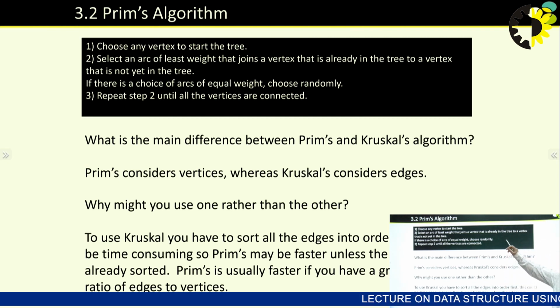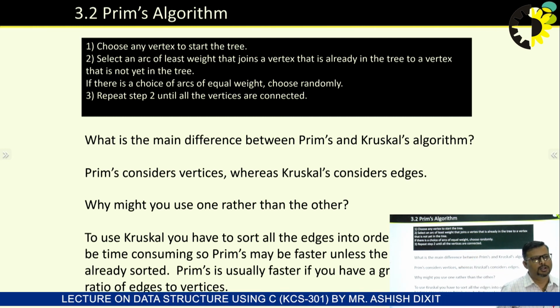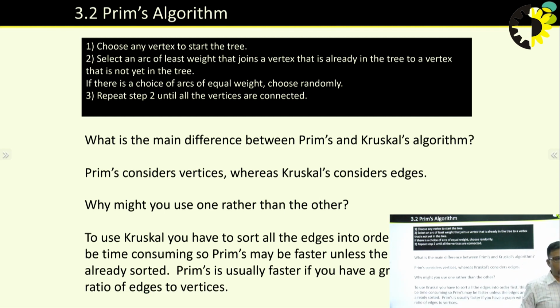And this is the algorithm. It's only a three line algorithm. Choose any vertex to start the tree. Select an arc of least weight that joins a vertex that is already in the tree to a vertex that is not yet in the tree. If there is a choice of arcs of equal weight, choose randomly. Third, repeat step 2 until all the vertices are connected.